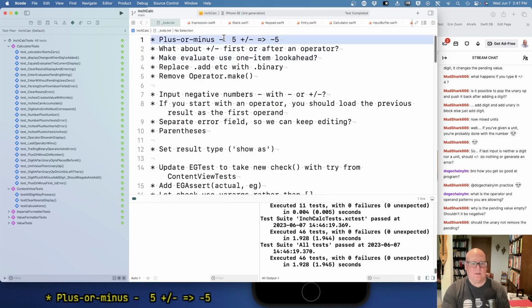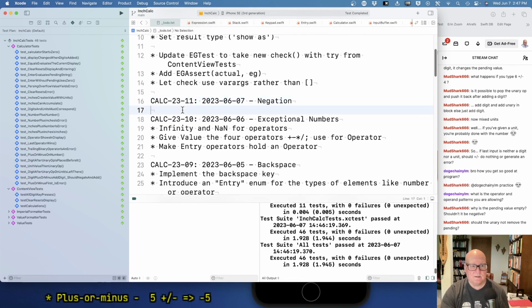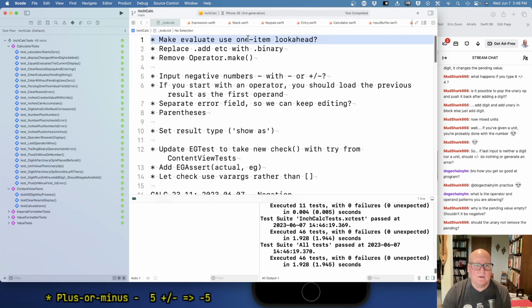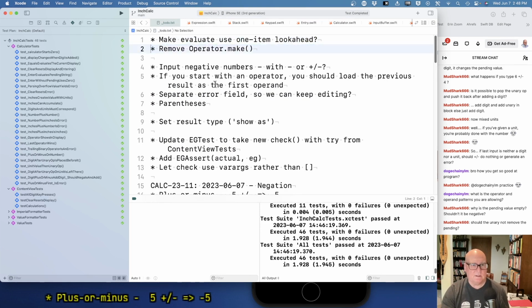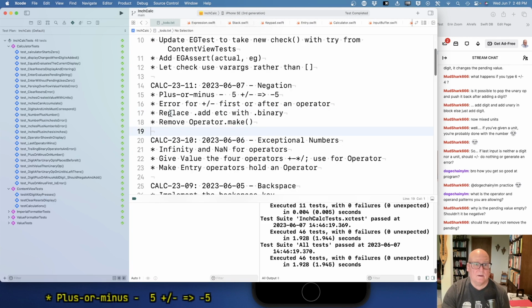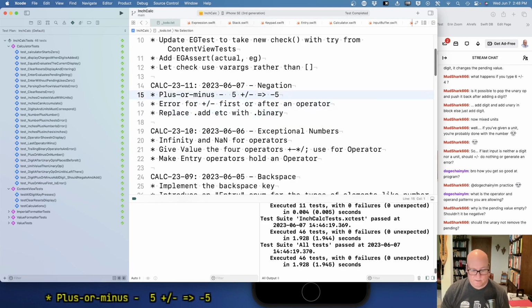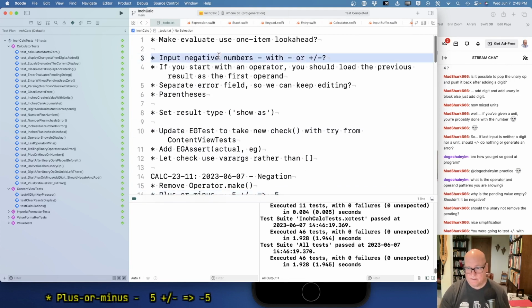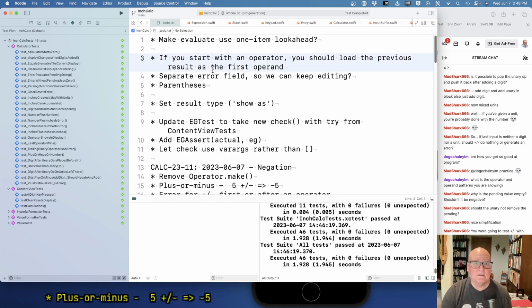All right. So this is good. Yeah, we did both those. Okay. I'll say error for plus or minus is after an operator. Okay. That we've done. All right. Make evaluate use one. Okay. We replace these with binary, and we removed Operator.make. Okay, I guess we did that before. We actually did this one first. Input negative numbers. We made a decision there. Oh, yeah, that's a good question.